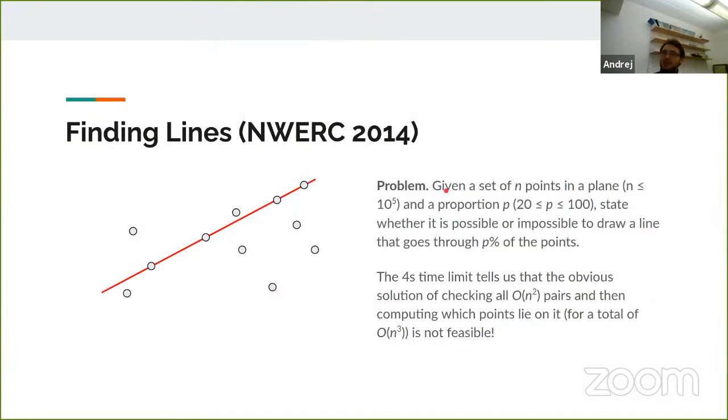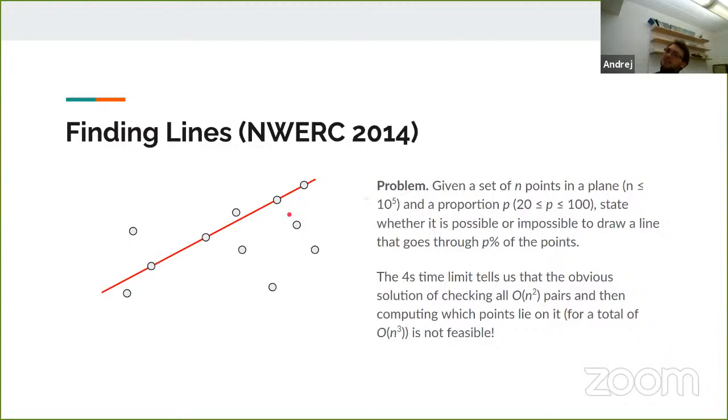So the next question was at the Northwestern Europe Regional Contest in 2014, which I attended in my first year of my undergraduate degree. It was problem F, Finding Lines. You're given a set of n points, where n is up to 10^5, that is 100,000, and a proportion p, which is between 20 and 100. This is really a percentage. You're asked whether it is possible or impossible to draw a line that goes through p% of the points.